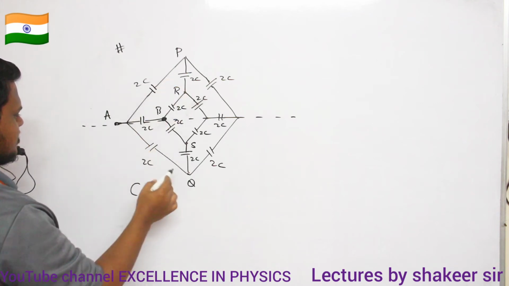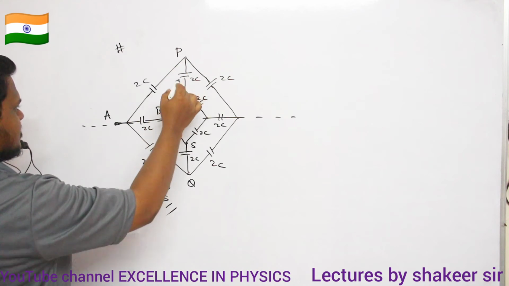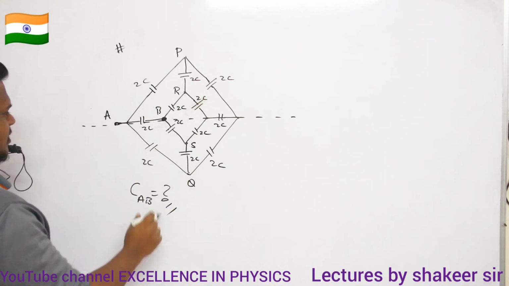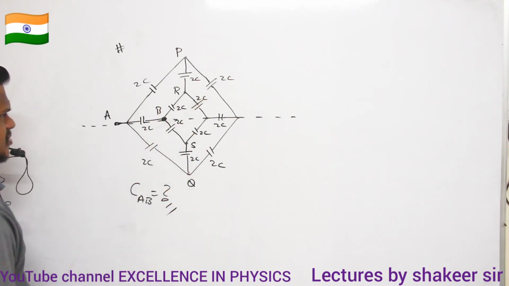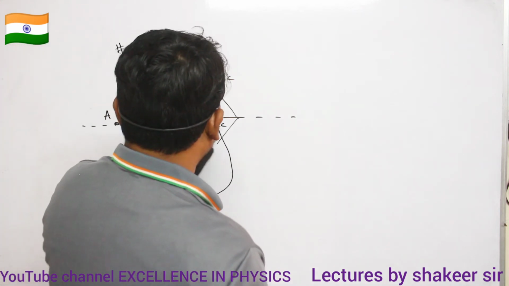So these 2 capacitors, they will become parallel. These 2 capacitors, they will become parallel. This capacitor and this capacitor also will become parallel. These 2 and these 2 capacitors also will become parallel. Clear? So therefore, just redraw this circuit.